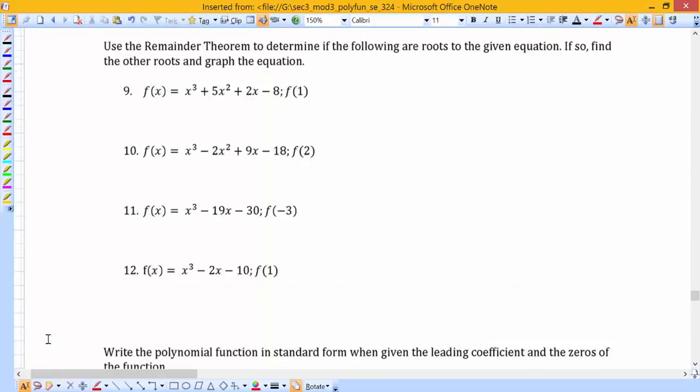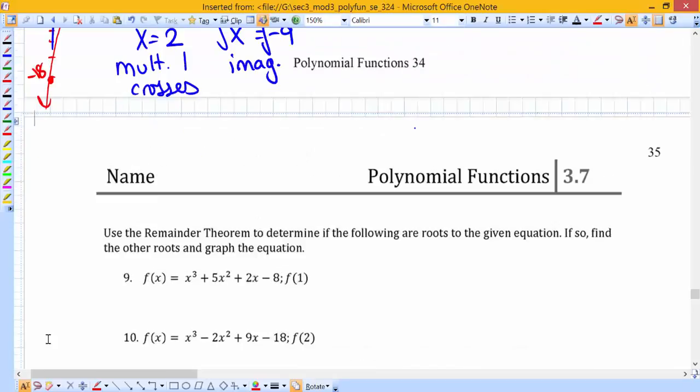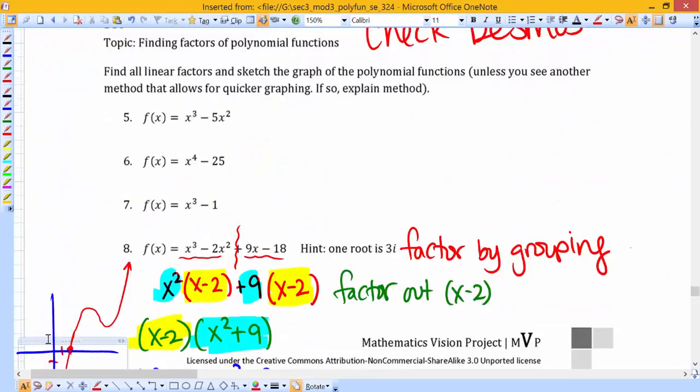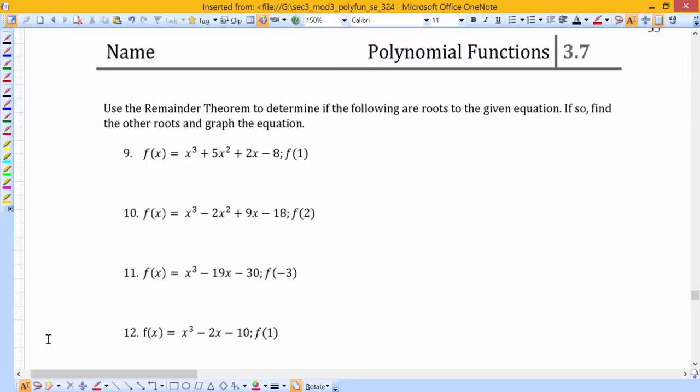Okay, in 9 through 12, you are using the remainder theorem to determine if the following are roots to the given equation. If so, find the other roots and graph the equation. So once you find the roots, you're going to graph it like back here in 5 through 8. And then you can check on Desmos.